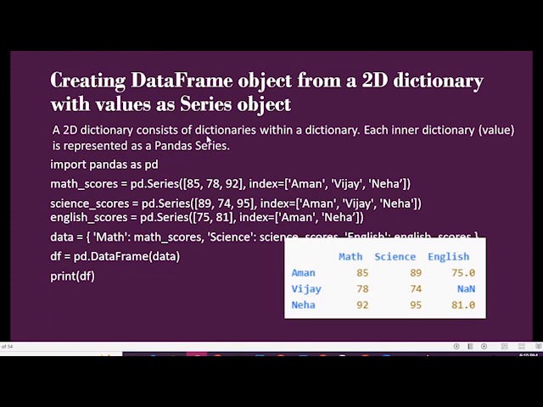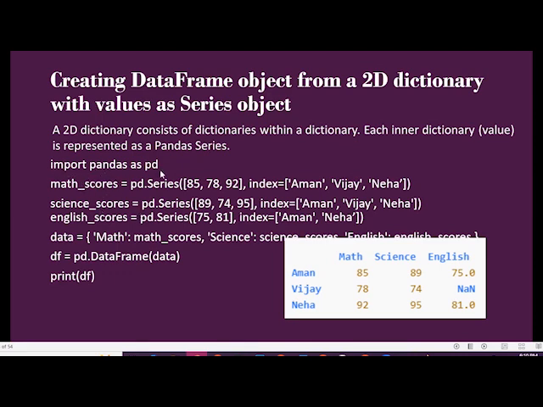So a 2D dictionary consists of dictionaries within a dictionary. Last day we learned how to create a data frame by passing a dictionary of lists, right? How to create a data frame by passing a dictionary of lists and a dictionary of dictionaries. Here we are going to create the data frame by passing a dictionary of series. So first we will create the series.